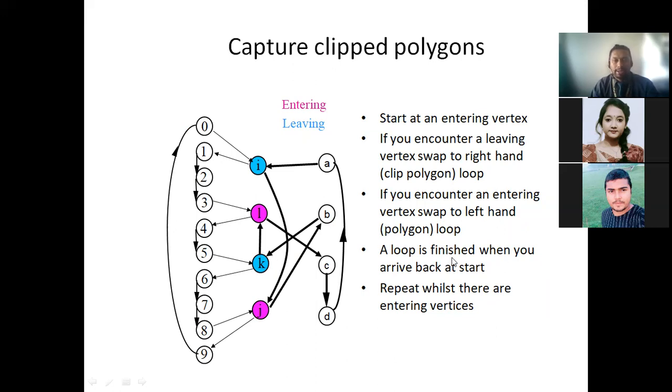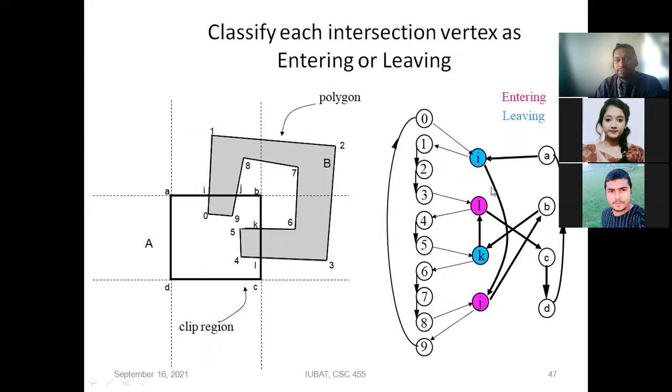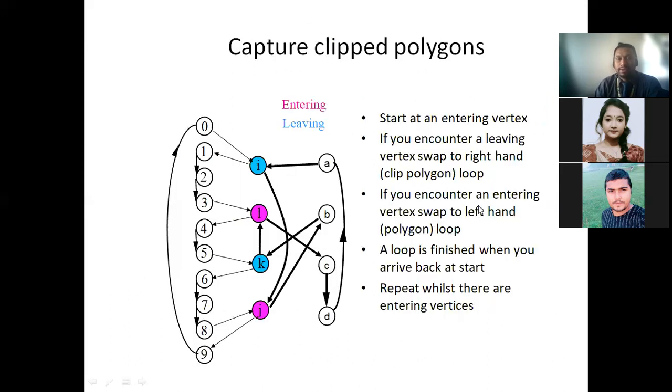And as long as many entering vertices you have, you have to go that many times. So if we start with this one, say L is one of the leaving vertex, as we know. We start with L. If we go, then the convention says this is an entering vertex. Then if you encounter any entering vertex, you swap to the left hand side for your clipping region.